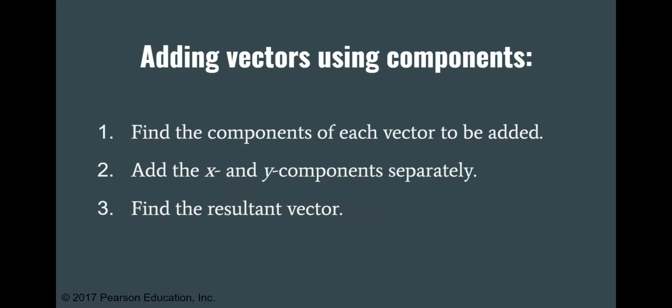To add vectors together, you'll have to do this using the X and Y components. Sometimes you'll get lucky and maybe the vectors you're working with will only have an X or a Y component, so those problems will be a little bit easier. But if not, you will have to add all of the X components together and then add all of the Y components together separately. And that will allow you to find the resultant vector.